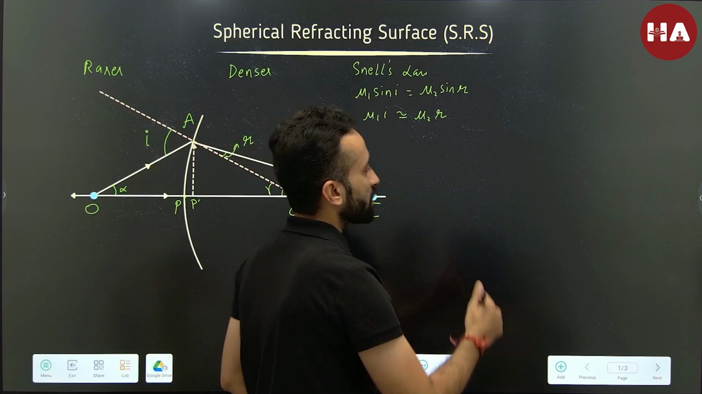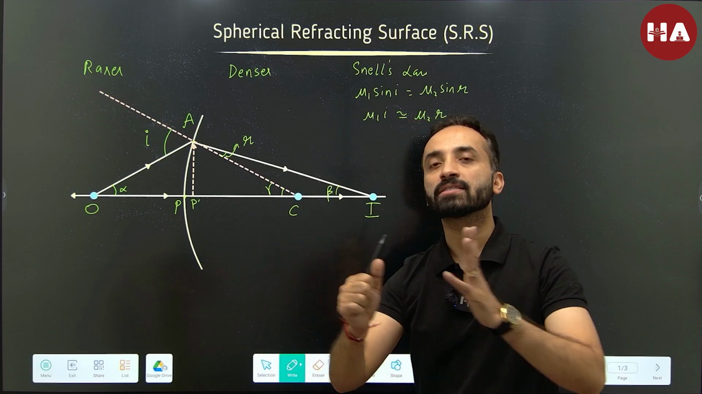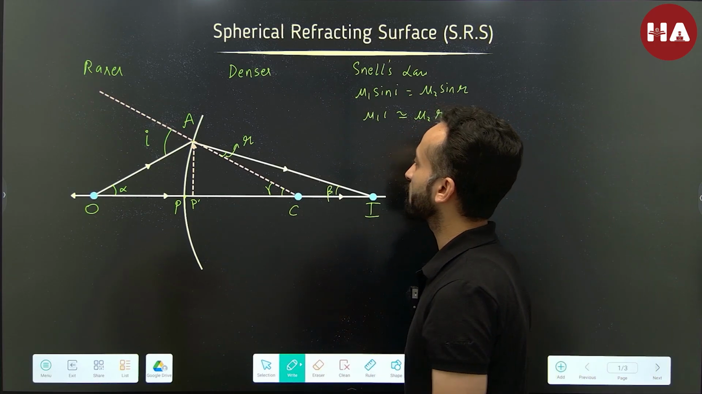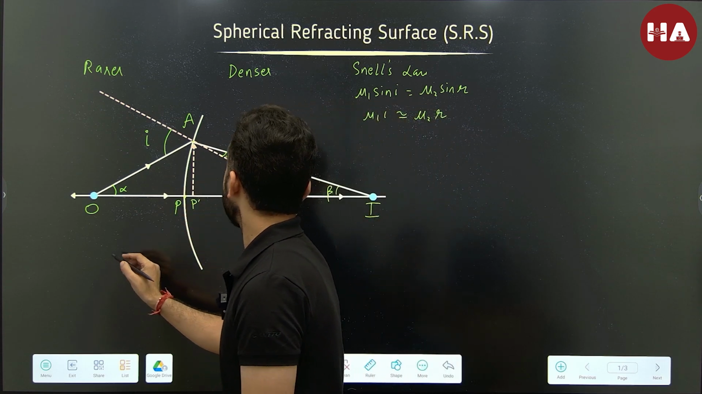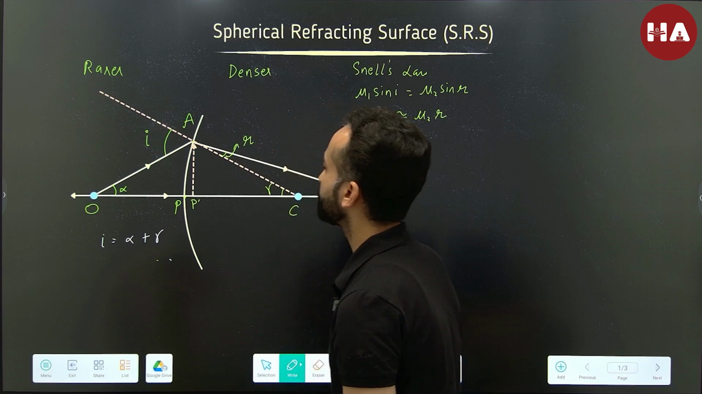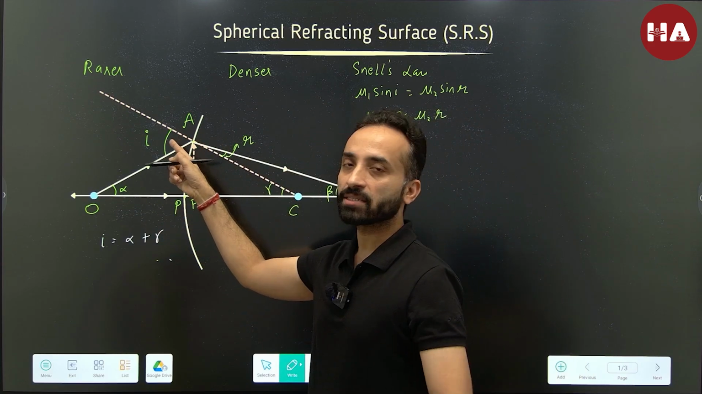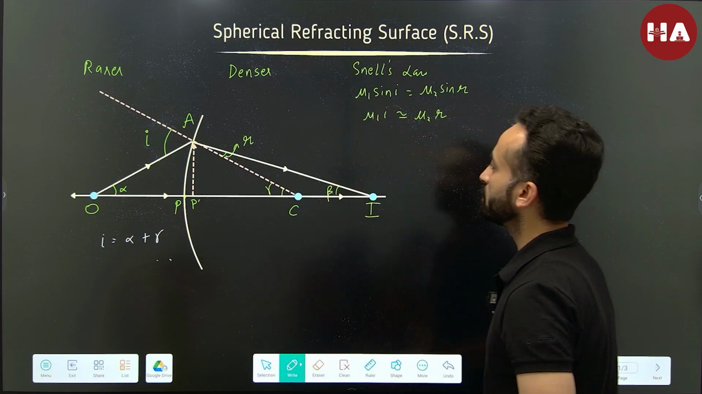Now the next thing that we wish to do is write i and r in terms of alpha, beta and gamma. For that we'll use the exterior angle property. If you look here, then i is equal to alpha plus gamma. In this triangle here, the exterior angle i is equal to the sum of the interior opposite angles.